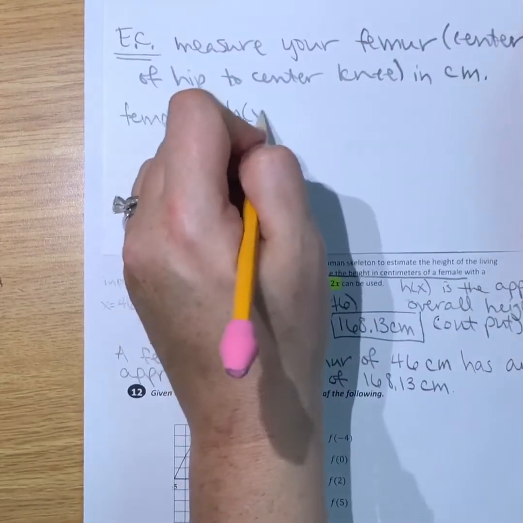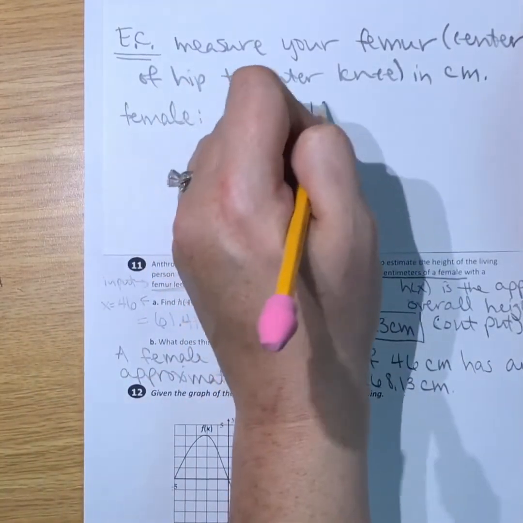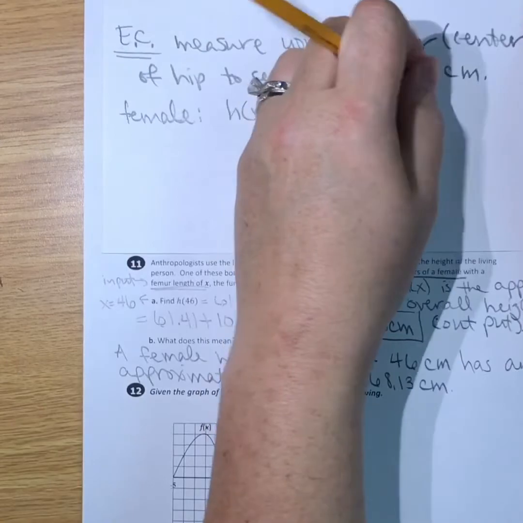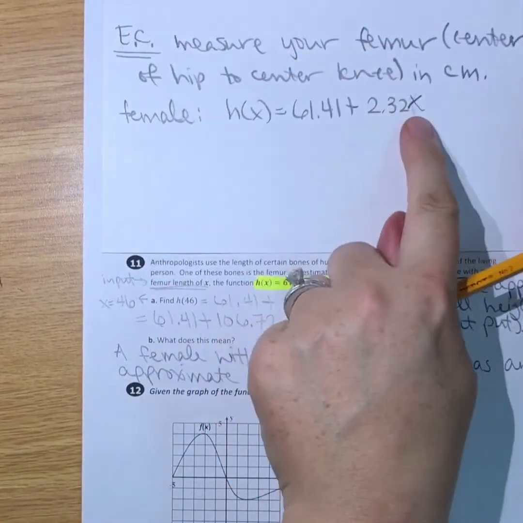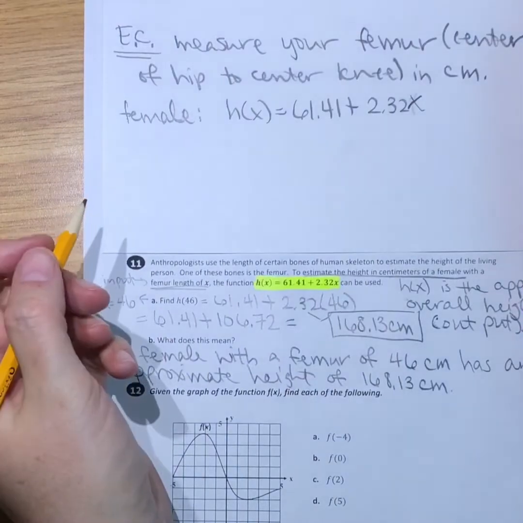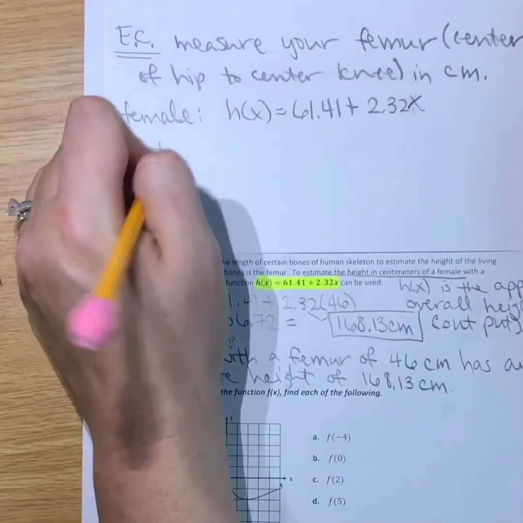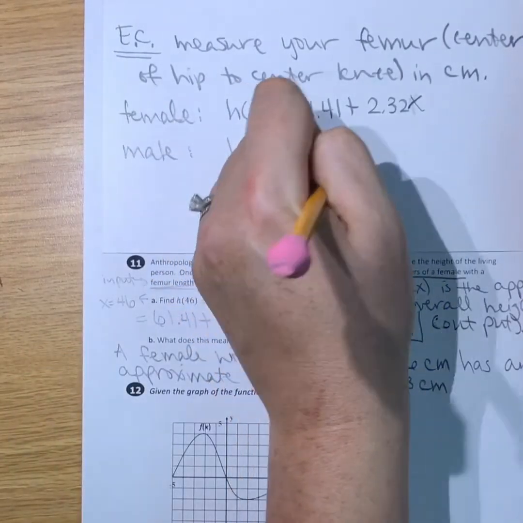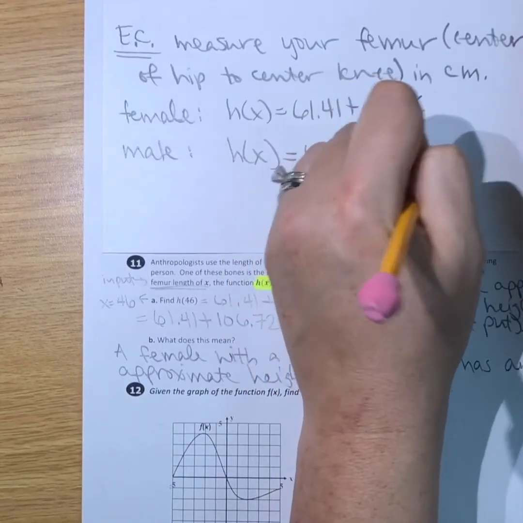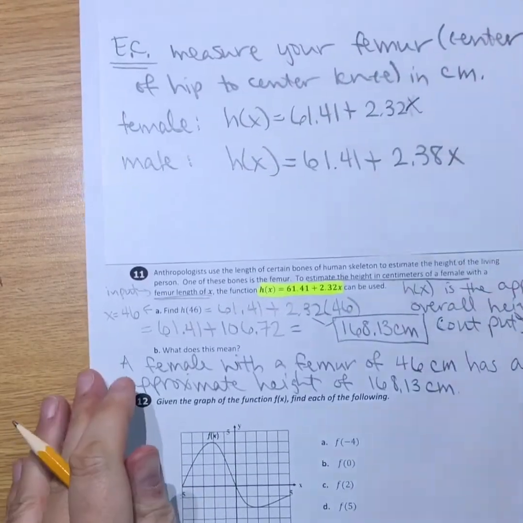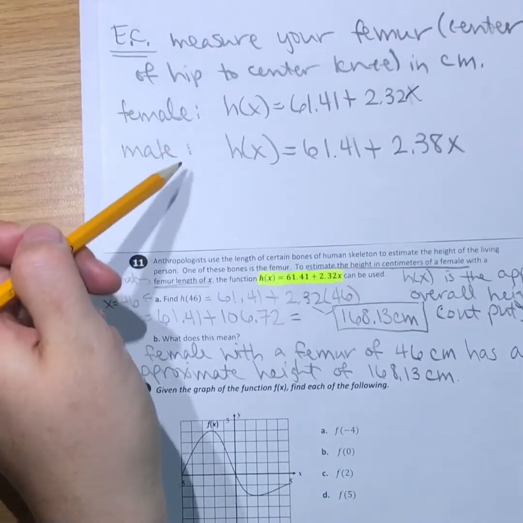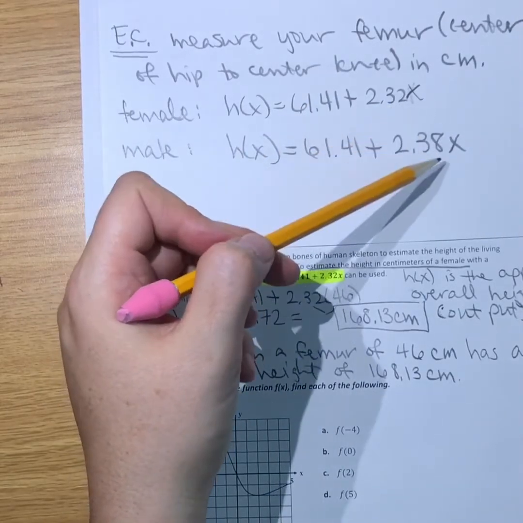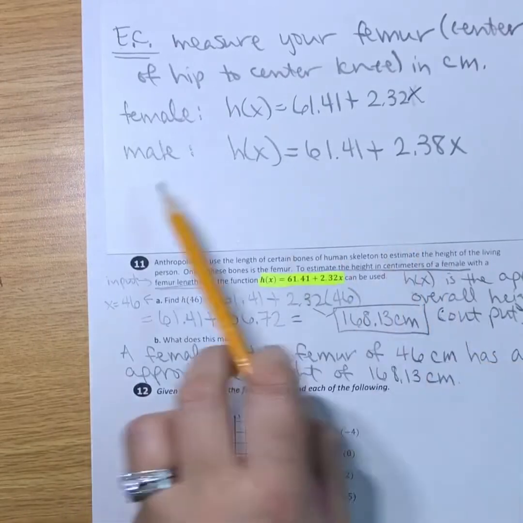So we're going to find h of x is 61.41 plus 2.32 times x, which is your input, which is the measure of your femur. Okay? If you're biologically male, you're going to use h of x for your approximate height as 61.41 plus 2.38x. So we know on average biological males are taller than biological females, so that's why the coefficient of x is 0.06 bigger for the males.